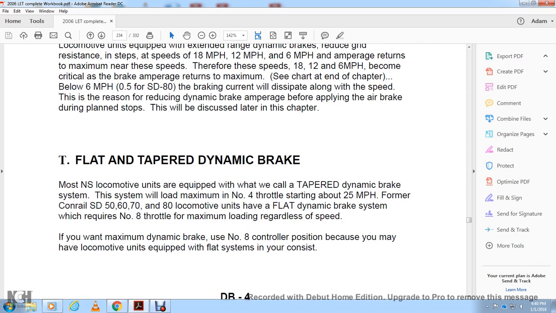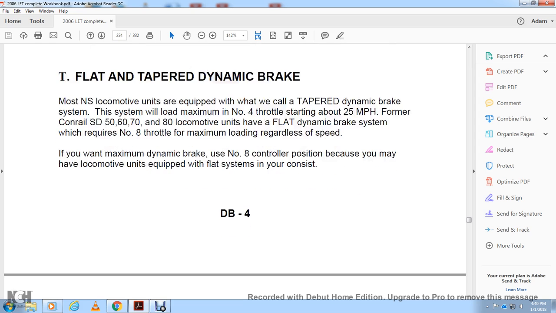Flat and tapered dynamic brake. Most Norfolk Southern locomotive units are equipped with what we call the tapered dynamic brake system. The system would load to a maximum of number 4 throttle starting at 25 miles an hour. Former Conrail SD50, 60, 70, and 80 locomotive units have the flat dynamic braking system, which requires number 8 throttle for maximum loading regardless of speed. If you want maximum dynamic brake, use the number 8 control position, because you may have locomotive units equipped with flat systems in your consist.